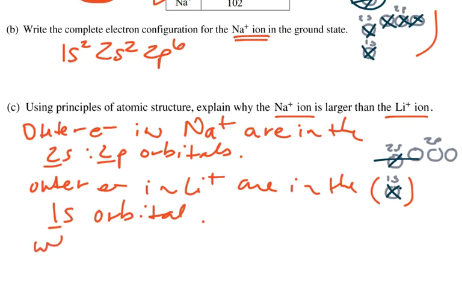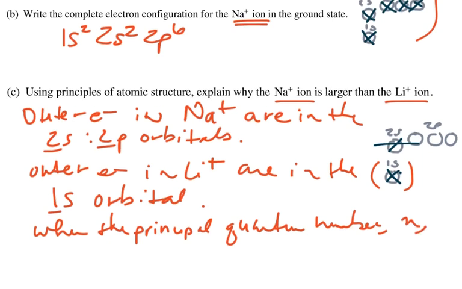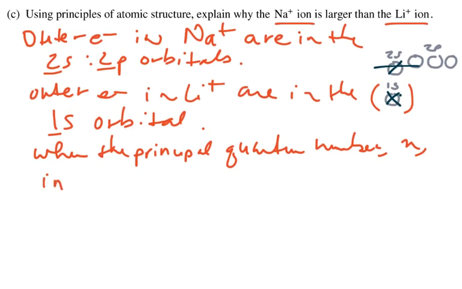When the principal quantum number n increases, so 2 versus 1, the average distance from the nucleus increases.